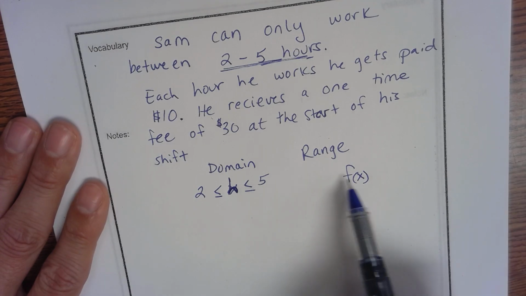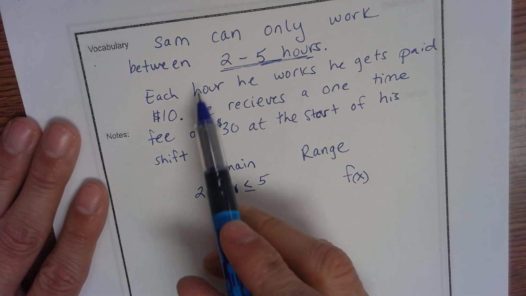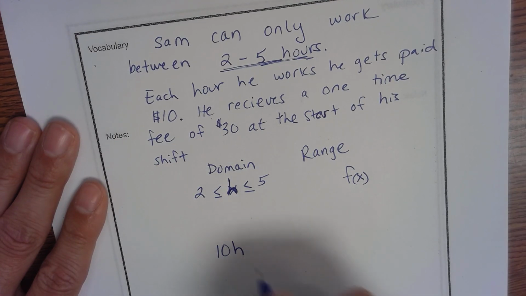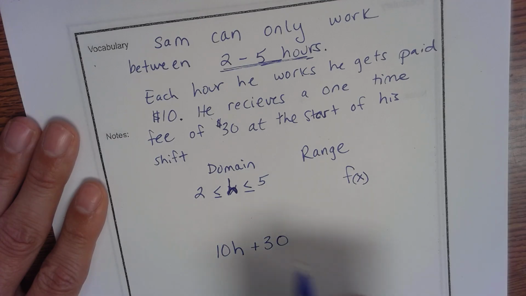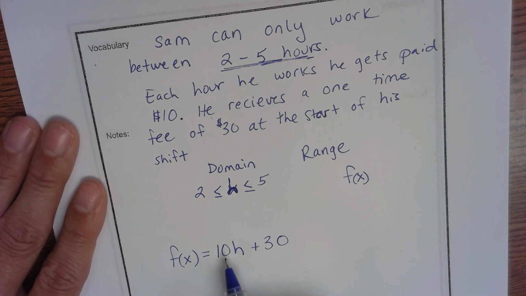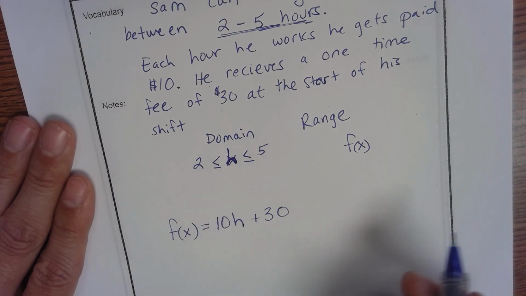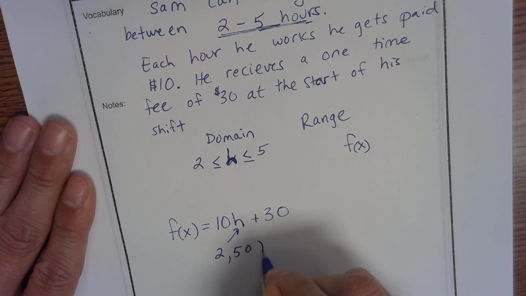So to find out how much money he can have, we have to think about how does he make money. Well, if every hour he gets paid, he makes $10, that would mean $10 times the number of hours. But he gets $30 one time. So that would mean the function, in order to find the money he receives, not the cost, you would have to do 10 times the hours plus 30. Well, the smallest amount of hours he could work is 2. So when I plug a 2 in there, I get an answer of 50.